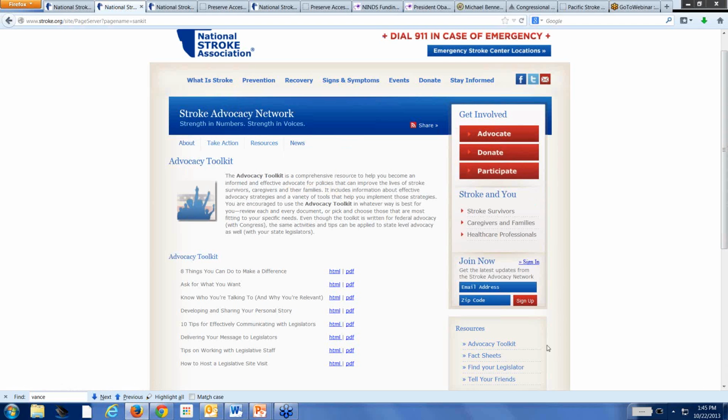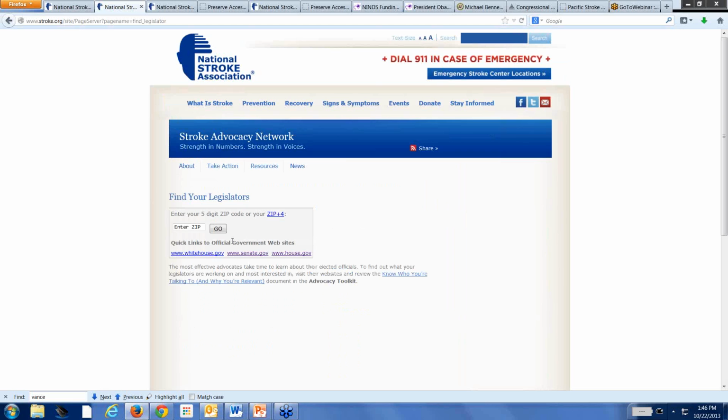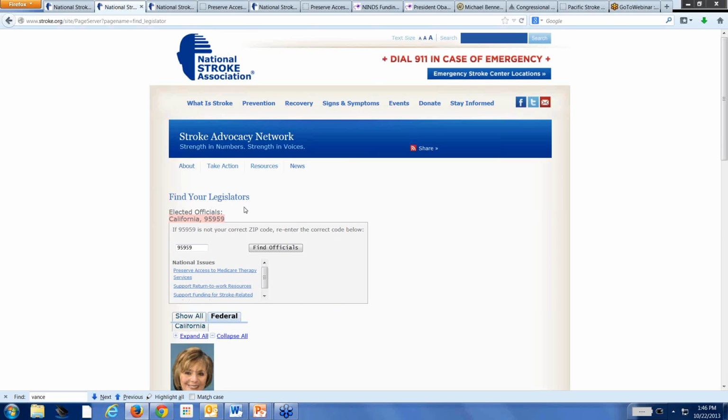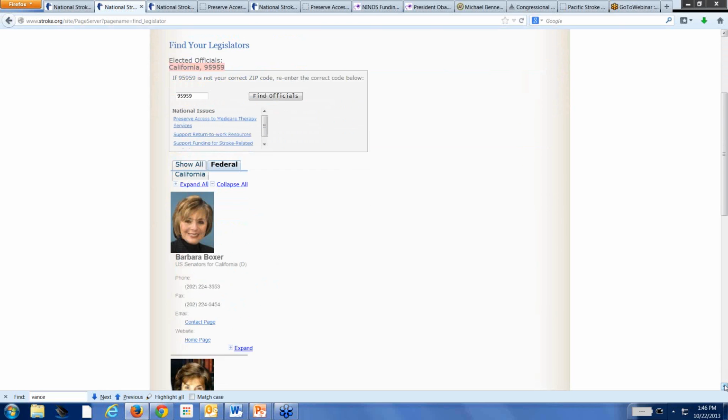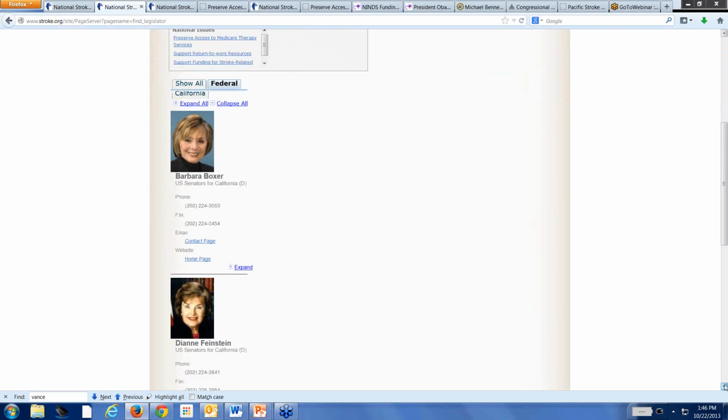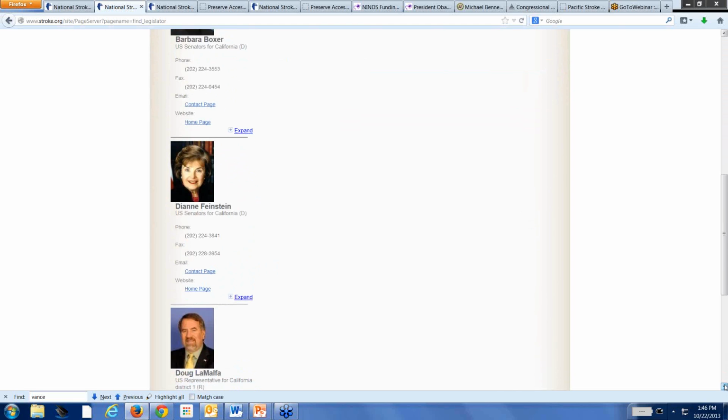So you see when you get to the Stroke Advocacy Network page, on the right-hand side, I'm clicking on a link that says Find Your Legislator. And when you get to that link, you're going to type in your zip code. And when you click on that, sometimes you might have to fill in your full zip code. In this case, I typed in one that I know is actually not the full zip code, just for purposes of showing you.